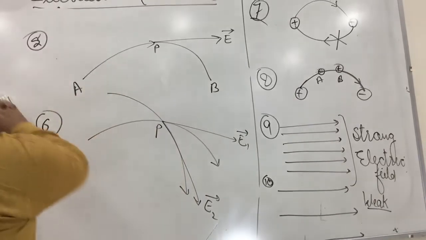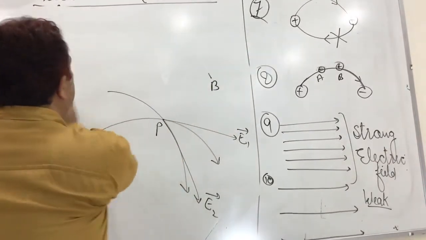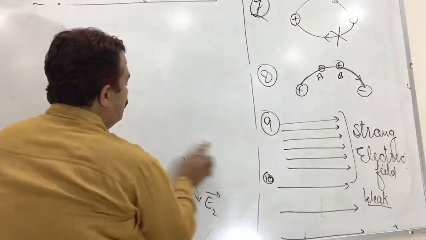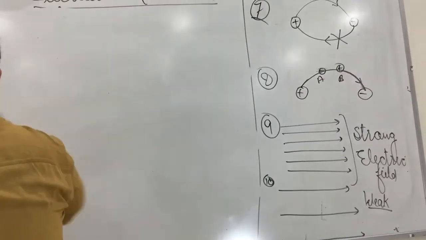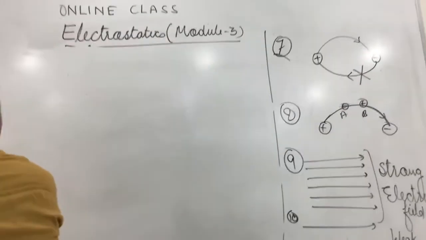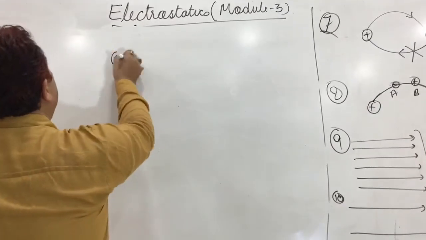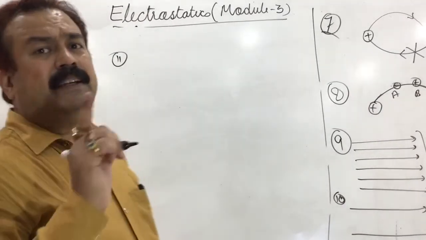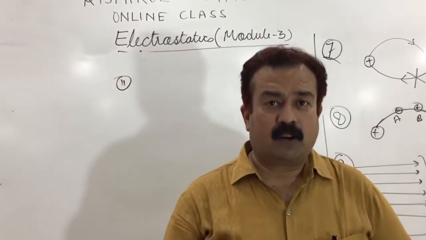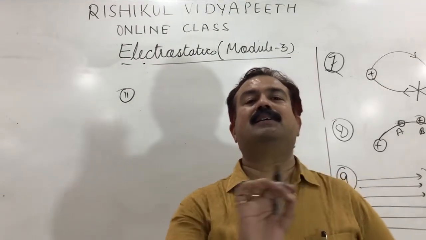Next property is, there are many properties. So one by one I am discussing all the properties, and try to understand what I am telling you. Next is, electric line of force cannot pass through a conductor.